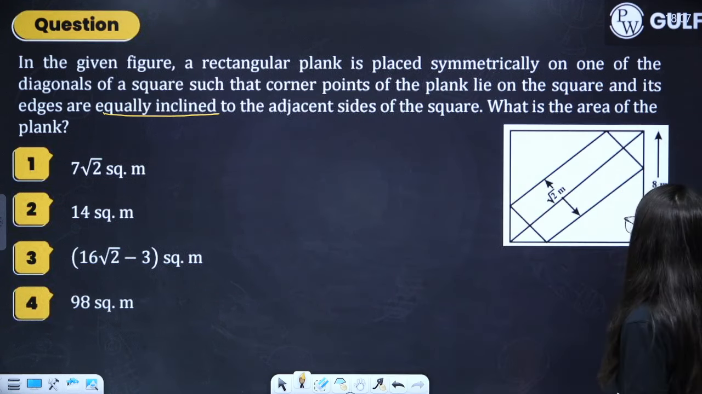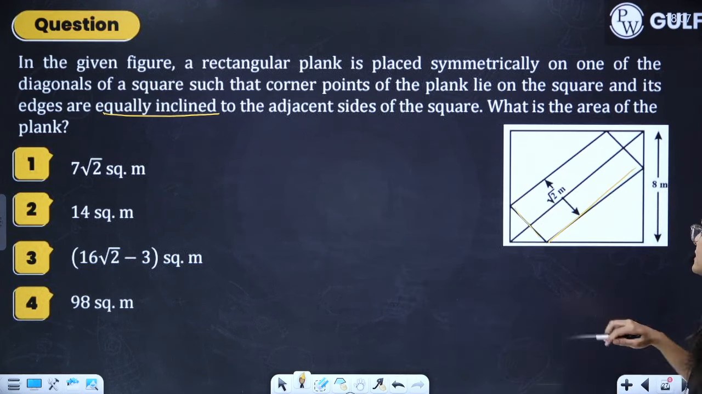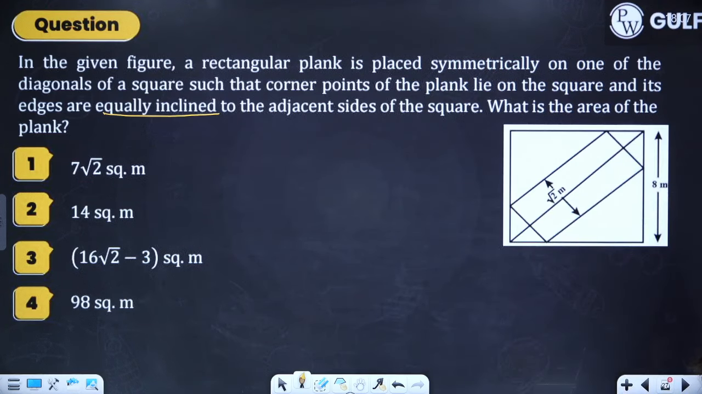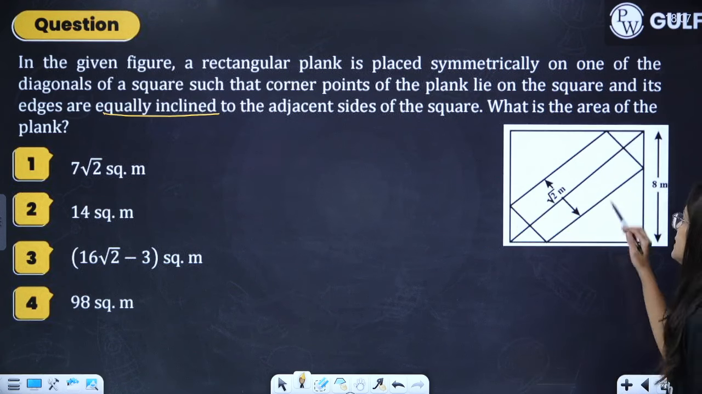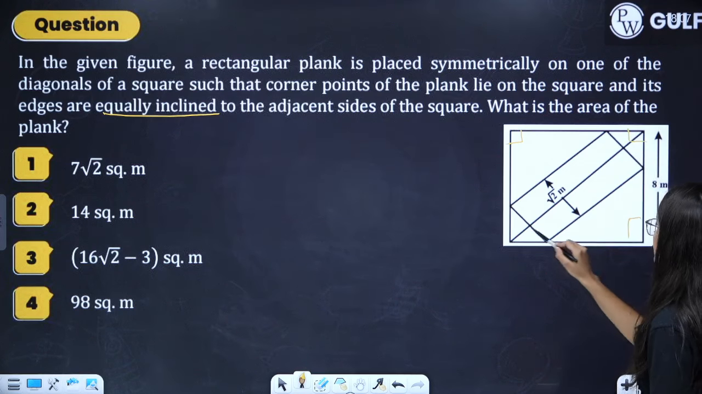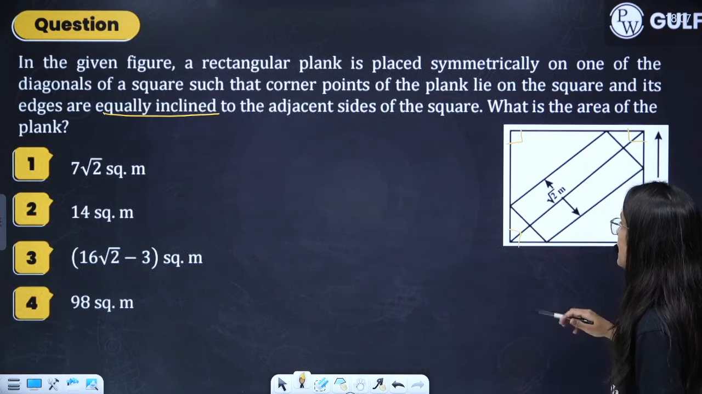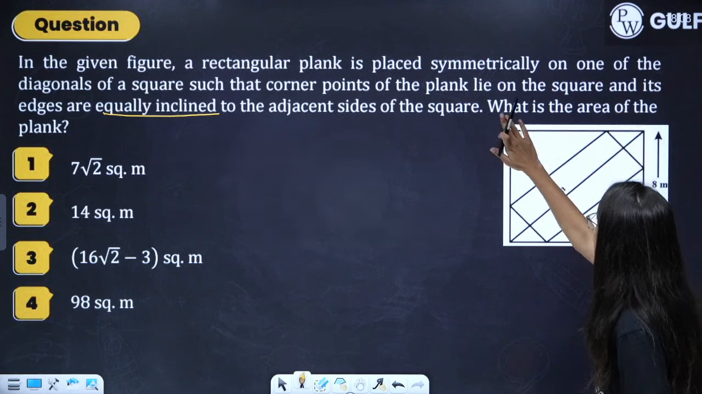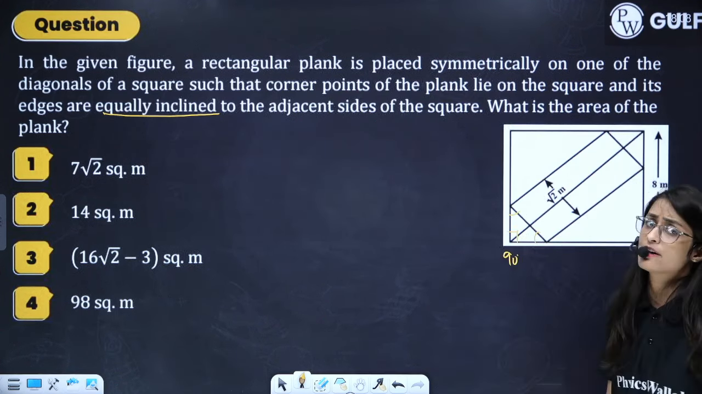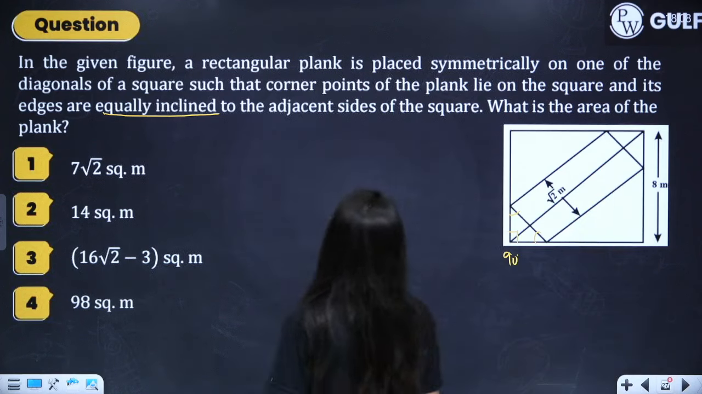For that, we need the length and breadth. To find this length and breadth, we'll be using two different triangles. A square has all angles equal to 90 degrees, and one more thing they have given is that the edges are equally inclined. That means even if this angle is 90 degrees, these two angles would be 45 because they have said the angle is equally inclined. So I'll draw the smaller triangle over here.